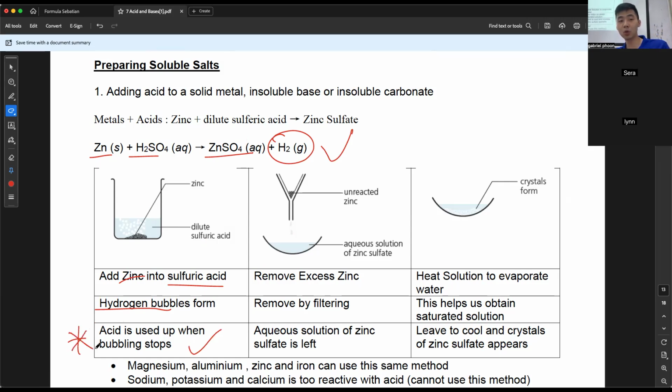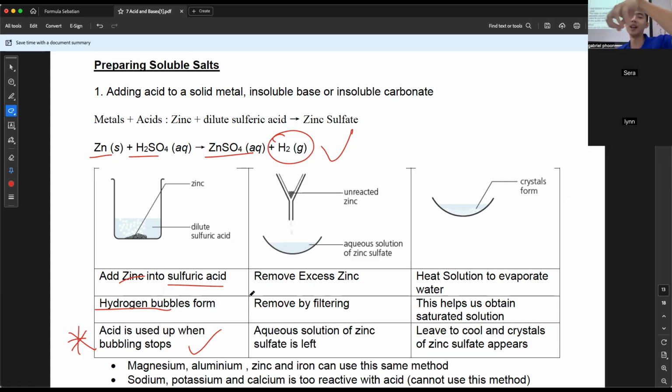This part here is also quite important. In your exam, for some reason, they love to ask, how do I know that all the acid is used up? You need to mention that when you see no more bubbles form, in other words, there's no more hydrogen forming. So you always keep adding the metal in excess all the way until you see there's no reaction, because there are no more bubbles.